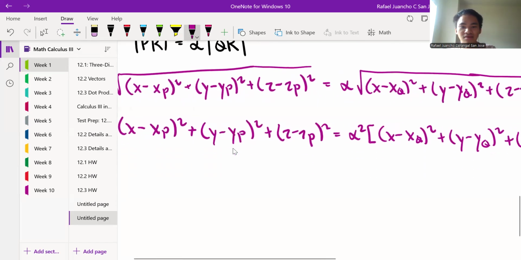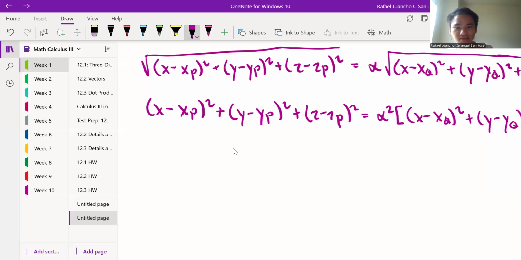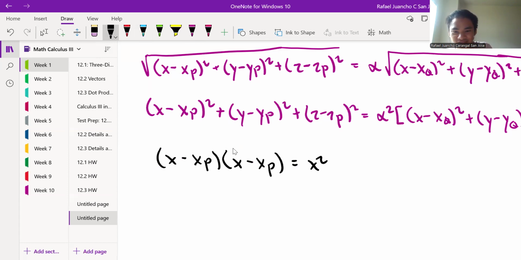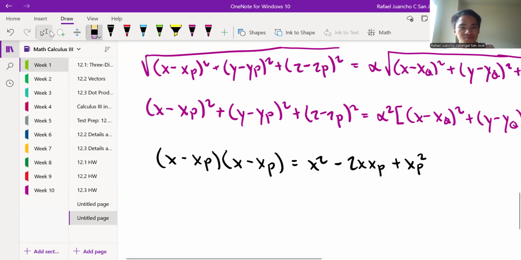Right? And then we're going to expand, just like the previous one. So how do we expand this? Let's try one case, because if I do it for one of them, I just need to do the same thing for the other. So we just change the letter, right? Instead of X, we change it to Y and Z. So it's going to be X squared minus 2X XP plus XP squared.